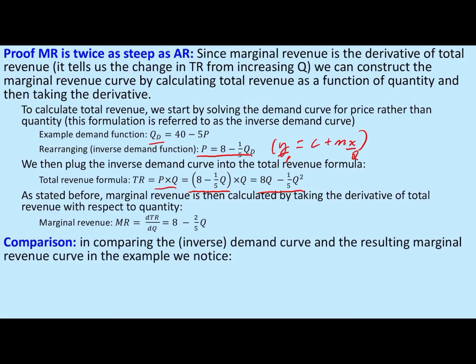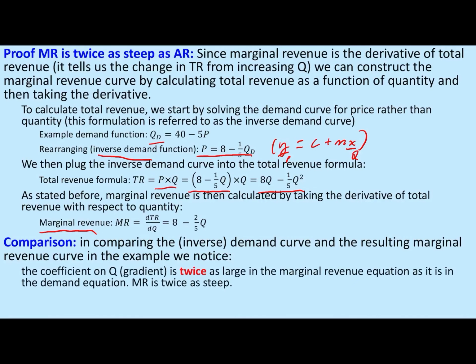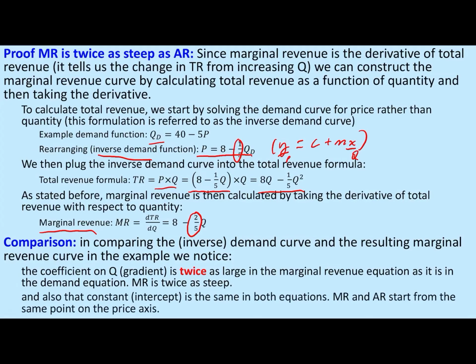So let's compare these two lines, our MR curve and our inverse demand function. We notice firstly that the coefficient on Q is twice as large in the MR function as it is in the inverse demand curve. That tells us that the gradient of the MR curve is twice as steep. Furthermore, we know that the constant in both curves is 8. That tells us they both start at the same place on our P-axis, which is our y-axis in our diagrams at the moment. So MR and AR start from the same point on the price axis, and MR is twice as steep.